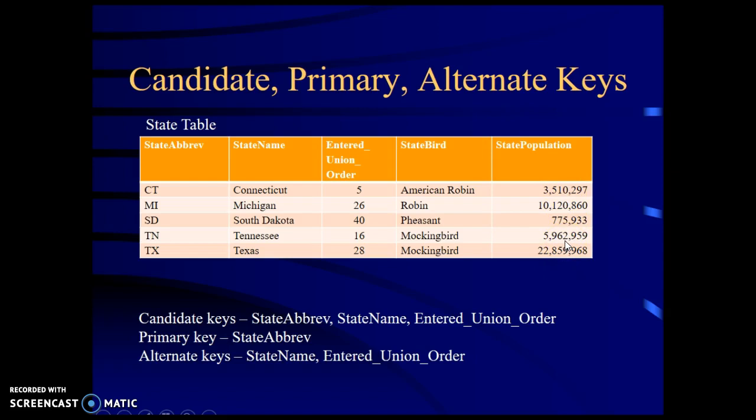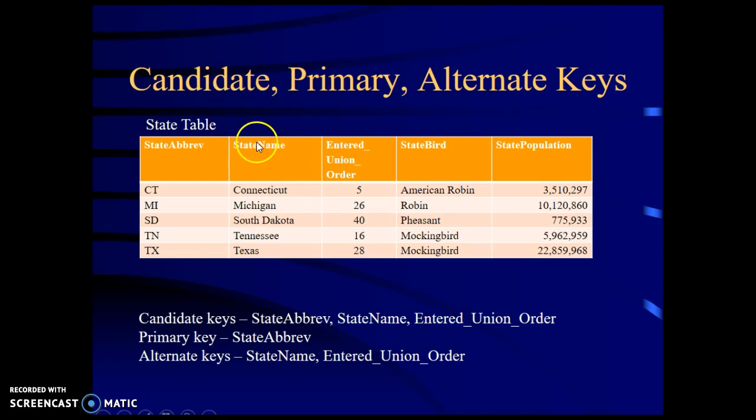However, they do change, and they could change and possibly make it not be unique. So state population, because it is a changing value, can't be defined as unique, so it could not be a candidate key. All right, if I take a look at entered union order, each state entered the union in a different order. So yes, that could be a candidate key.